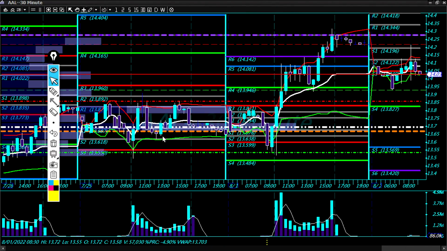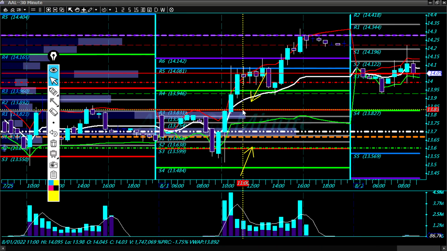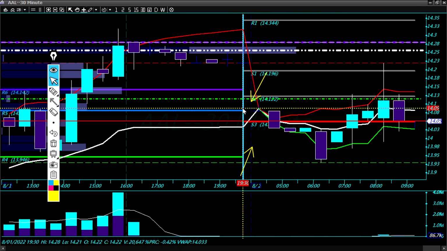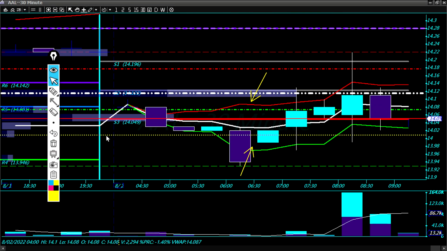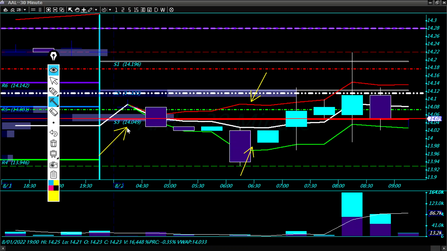Right, so you can see here previous day R3 is at 1383. S3 was at 1359. Today we have, let's see here, make this bigger. We have S3 today at 1404.